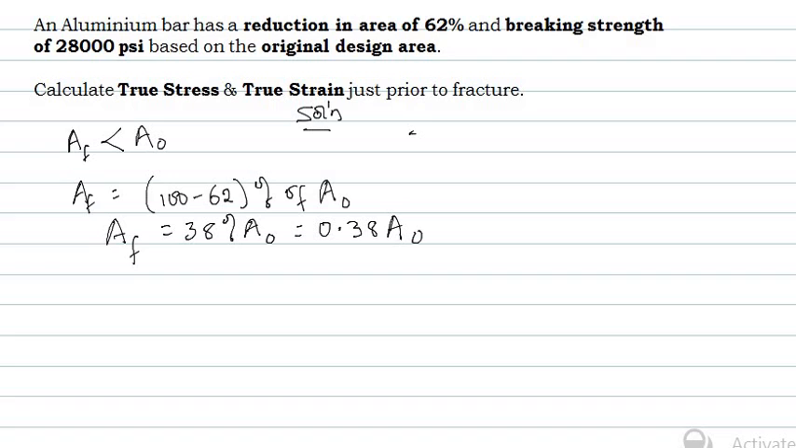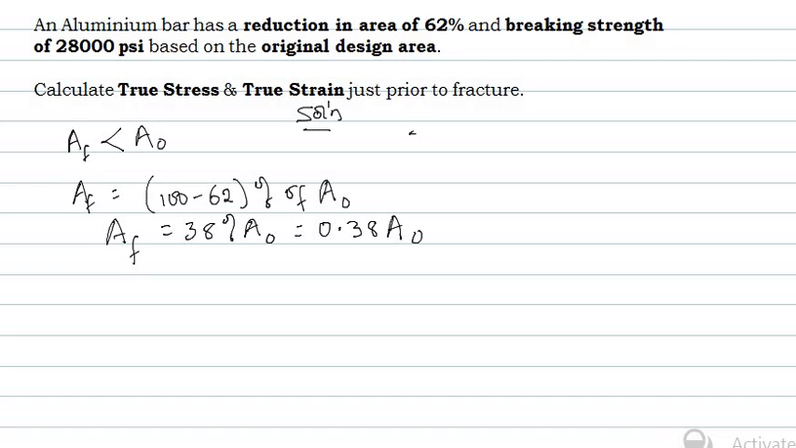So anywhere where we are required to use the ratio AF over AO or AO over AF, we simply use AF in terms of AO, and that will give us our fraction, even though we don't know what the original area is or what the final area is.